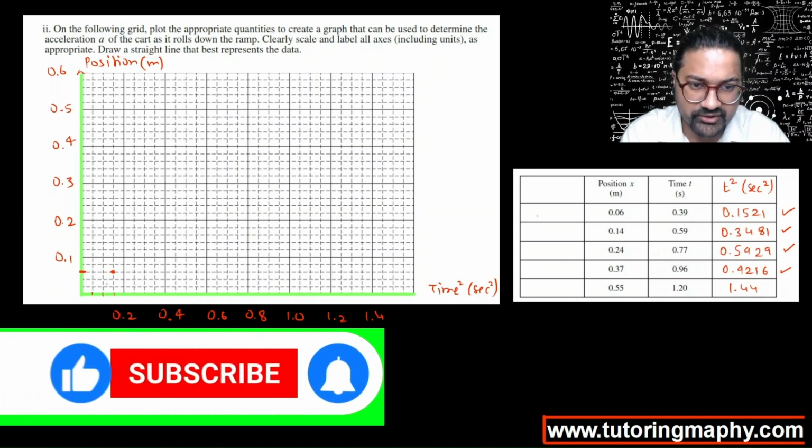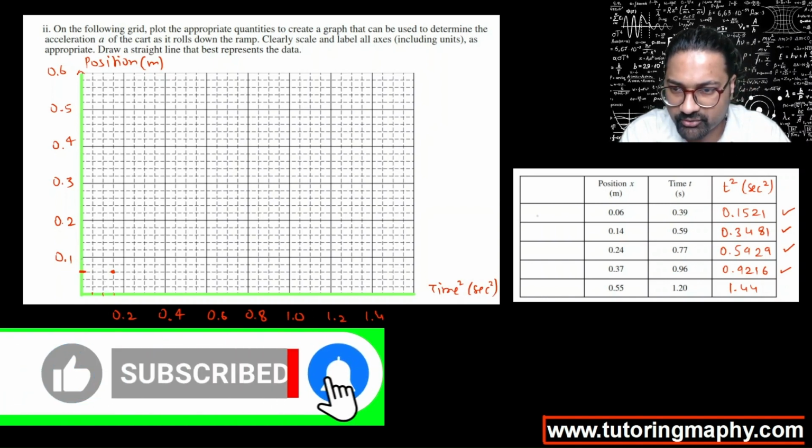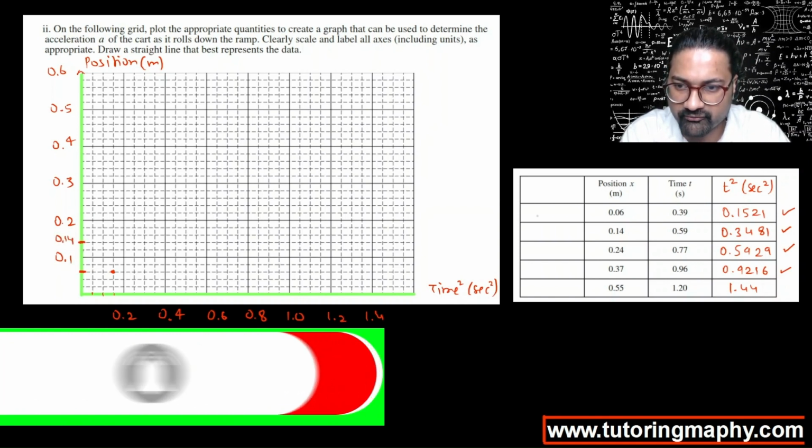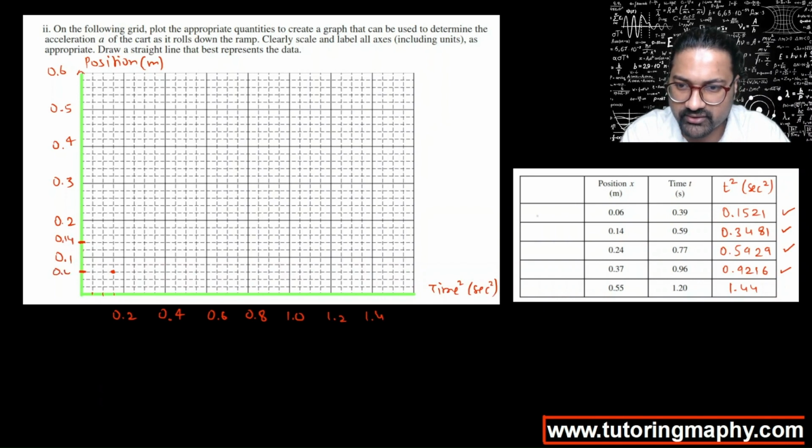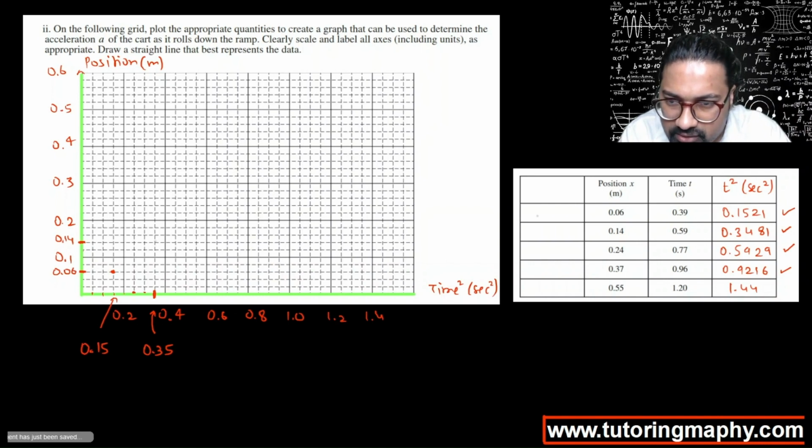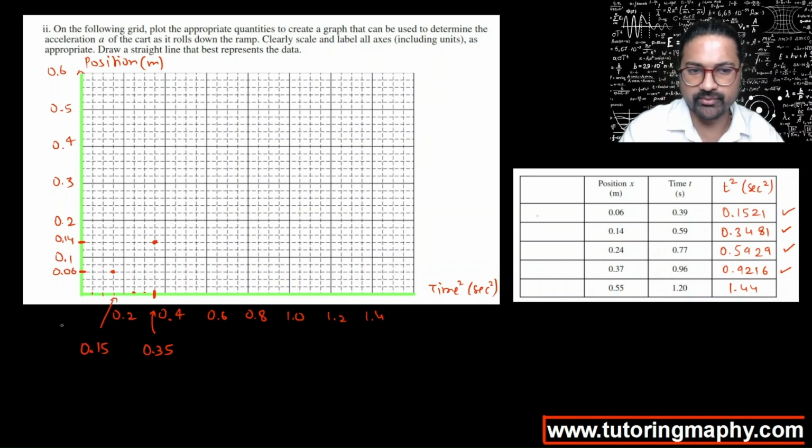Okay, the next point is 0.14. So this is 0.1, 1, 2, and 1.4. This is 1.4 over here. This is 0.14. I'll just keep marking over here as well. This is 0.06. And this is 0.35, around 0.35. So this is 0.2, 0.25, 0.3, 0.35. This is 0.35. The earlier one was 0.15. This is 0.15, and this is where the next point is going to be.